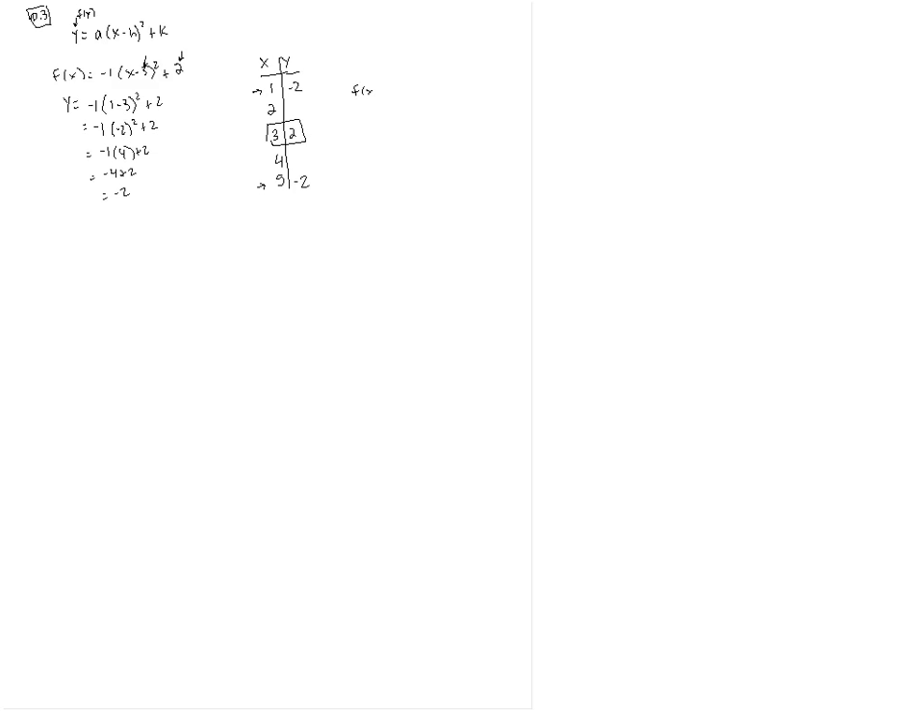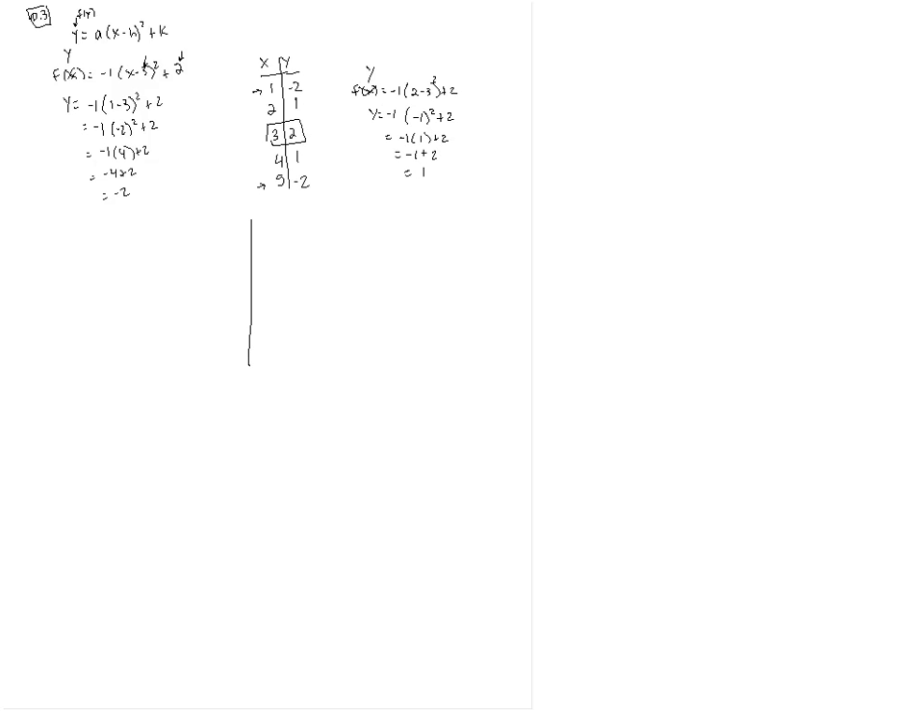F of x equals, if x is 2, so it's -1 times 2 minus 3 squared plus 2. And I'm just writing f of x, but remember, it can be y, okay? So y equals -1 times -1 squared plus 2, which is -1 times 1 plus 2, which is -1 plus 2, which is 1. That's 1, that's 1. Now we have our points, so we can graph it.